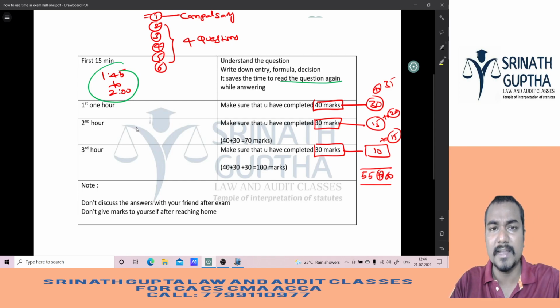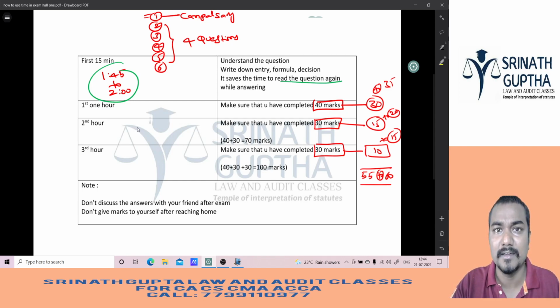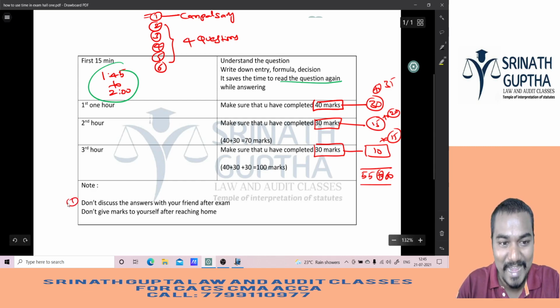So what you are getting in the last 1 hour will be bonus for you, margin for you. So if you do like this, beta, pakka you will get 55 to 60 marks in every subject. Minimum 60 you will get, beta, exemption. And very very important, after completion of the exam, beta, after coming out of the exam hall, don't do these two things, beta. Note number 1 and note number 2.